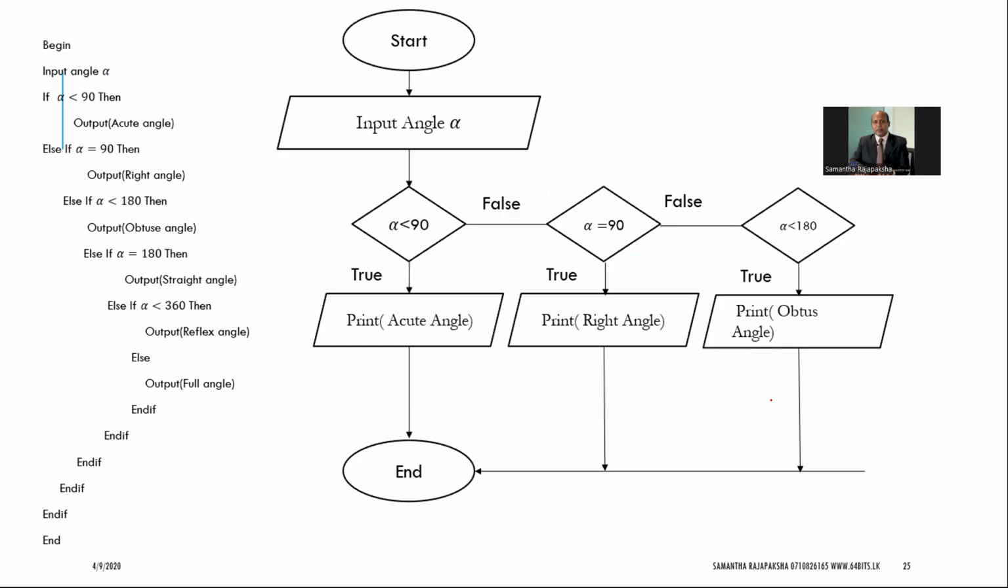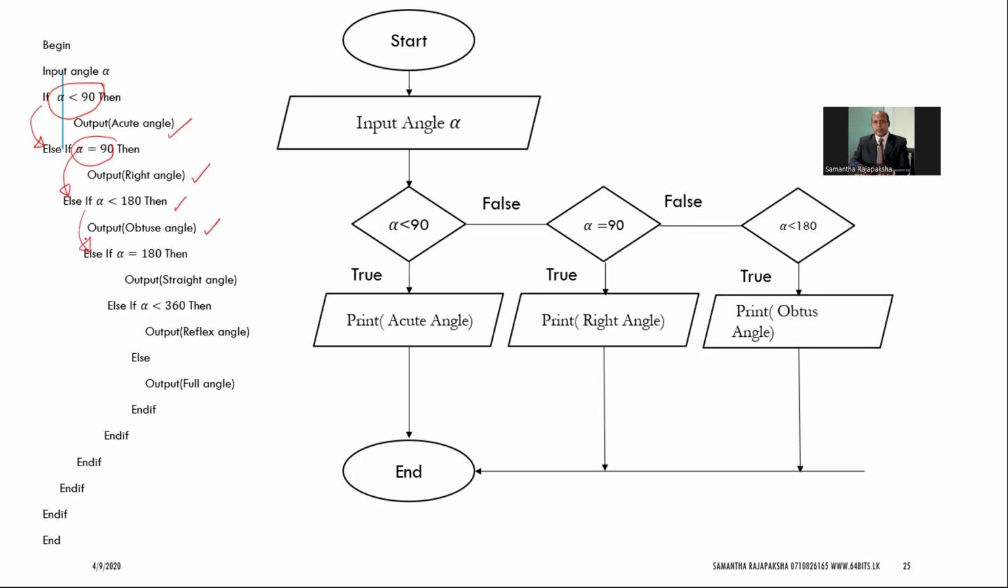So you can enter the angle alpha. Then you can say, if this angle is less than 90, that angle is an acute angle. Else means this condition is false. That means the angle is not less than 90. That means if it is not less than 90, you check whether the angle is equal to 90. If it is equal to 90, we can say right angle. And then else. Else means it is not equal to 90. Then you check whether it is less than 180. So if it is less than 180, then you can say obtuse angle.